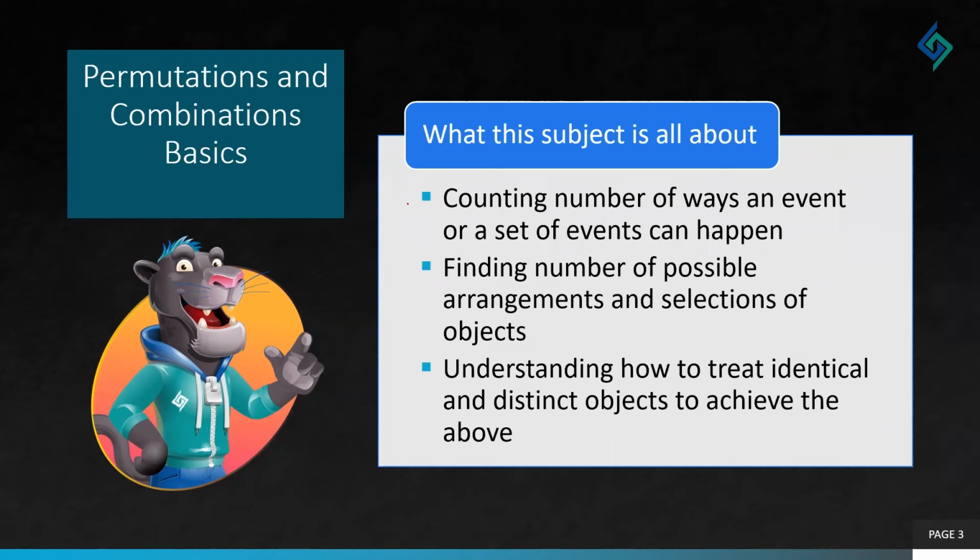this topic helps us count the number of ways in which an event or multiple different events can happen. Right? It also helps us find the number of possible arrangements and the different number of ways that we can select a small subset of objects from among a larger set of objects. And this also provides clarity on how to treat identical objects and distinct objects when it comes to arrangements and selections. So permutations and combinations are actually an extension of basic counting.